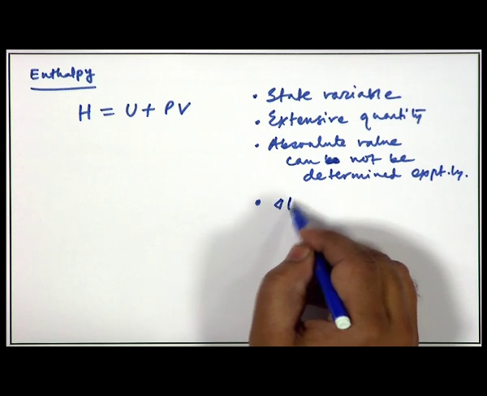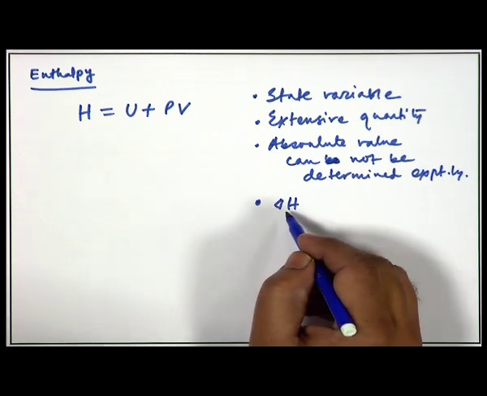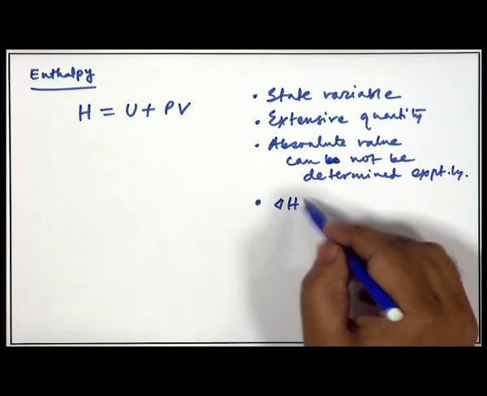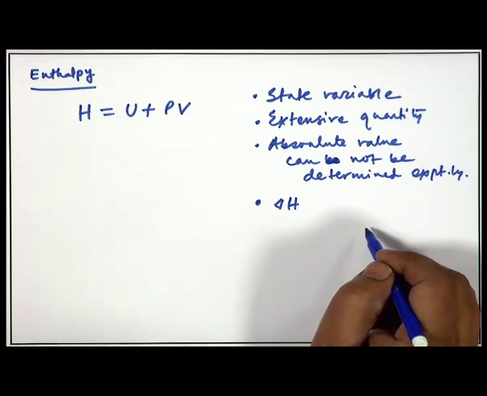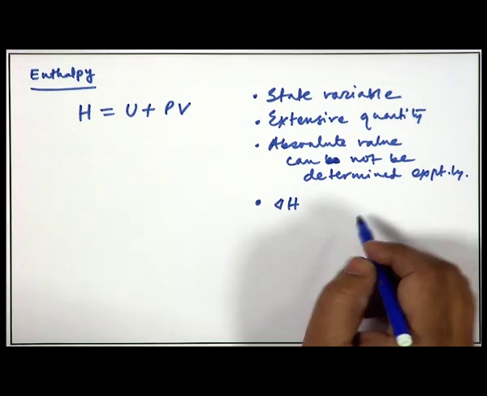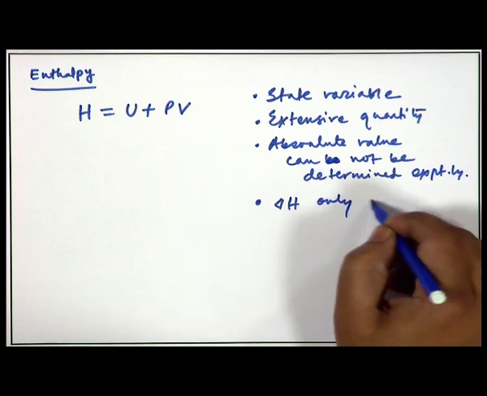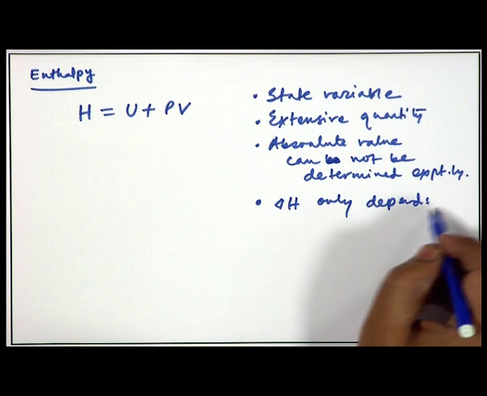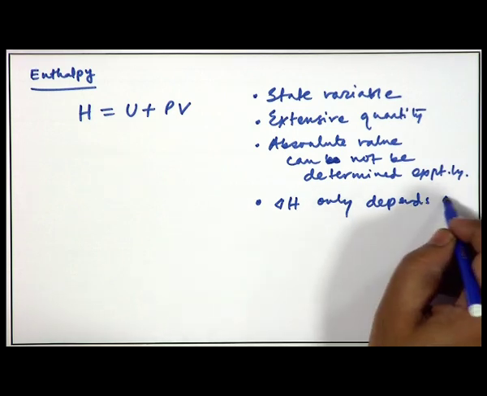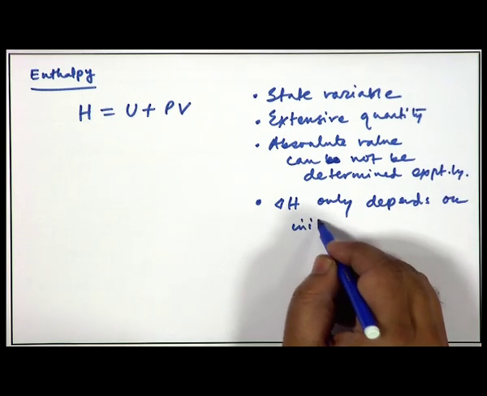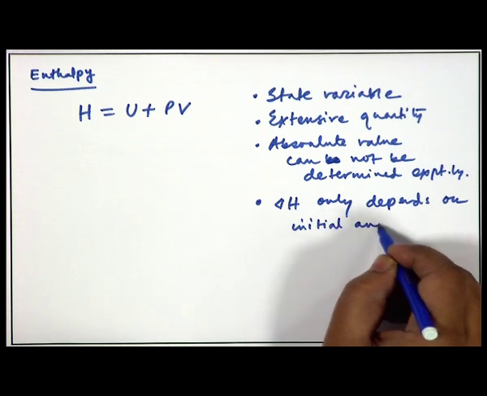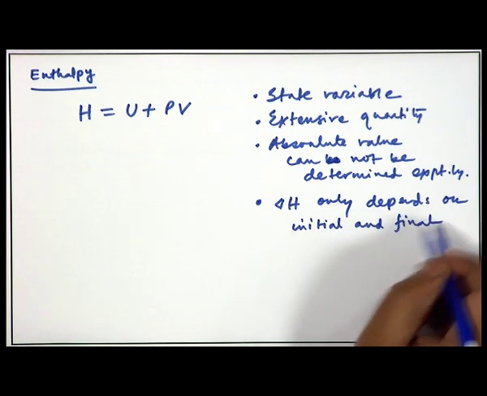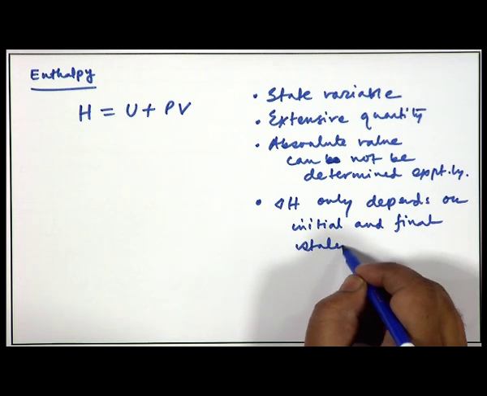And again, because it is a state variable, the value of delta H between state 1 and state 2, or initial state to final state, will only depend on the initial and final states.